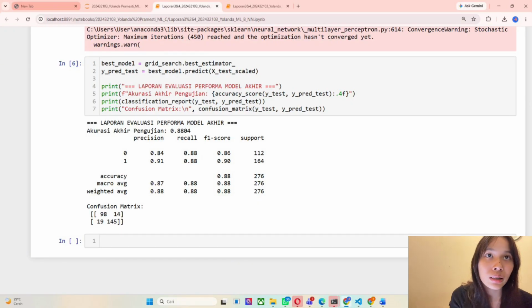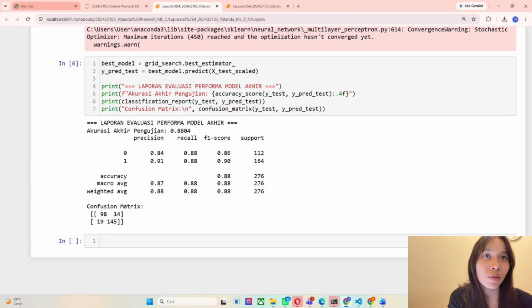This next part displays the ultimate performance evaluation of our trained multi-layer perceptron on the independent testing set. The final model achieved a test accuracy score of 88.41%. This is an exceptional result because it is higher than the training cross-validation score, proving that our model did not overfit and possesses strong generalizability.